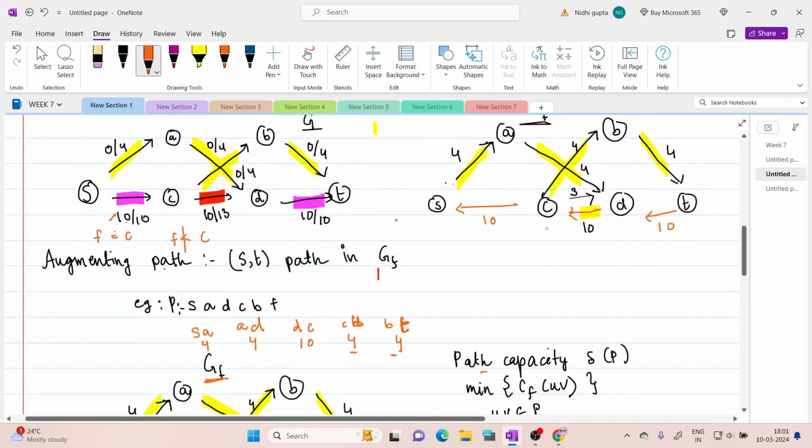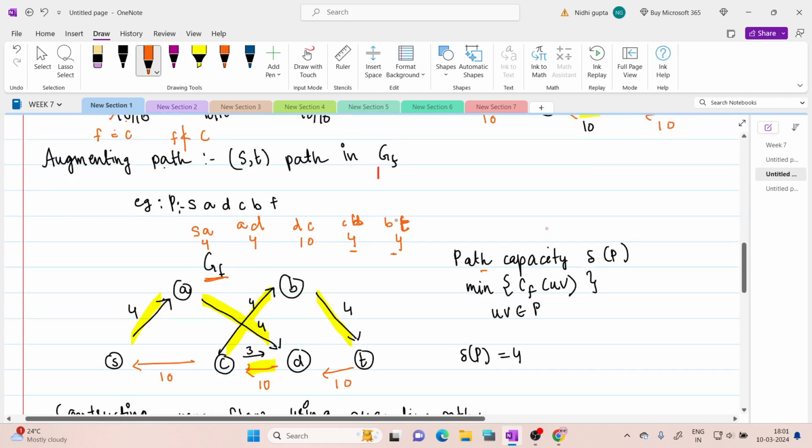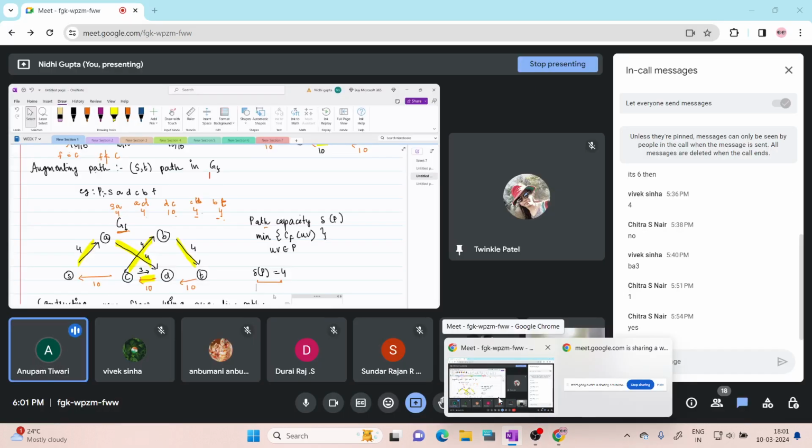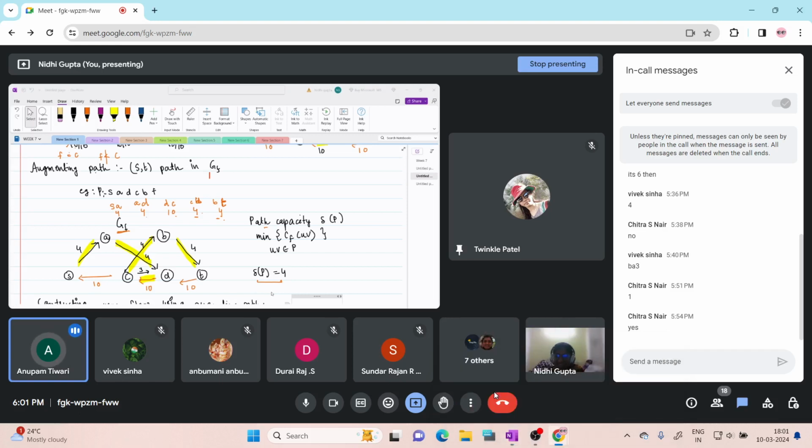We don't look at the original one. We look at the GF. So in this, SA has weight 4. AD has weight 4. DC has weight 10. CB has weight 4 and BT has weight 4. The minimum of those is 4. So the path capacity is 4. Ma'am, for DC we have 3 and 10 both, no ma'am. So the minimum is 3. No, no. DC is 10, CD is 3. We are looking at a directed graph, so we are taking the direction DC. DC has weight 10.